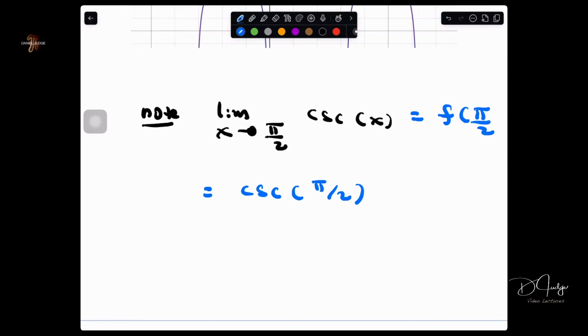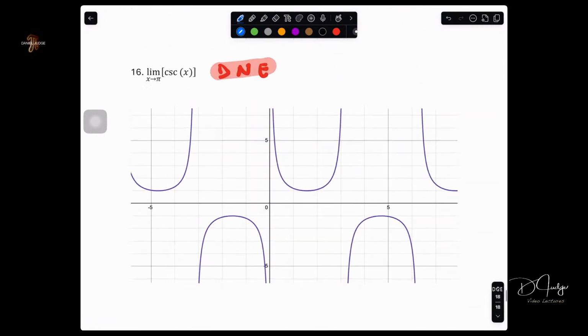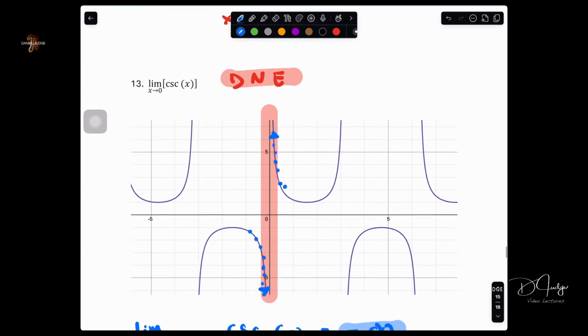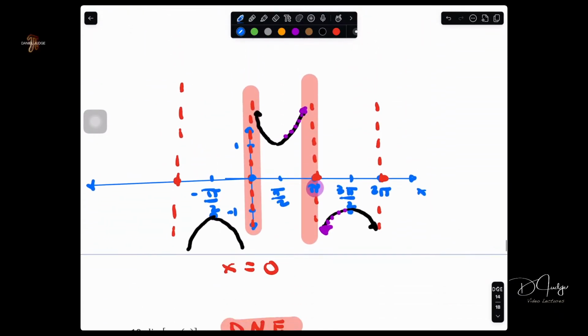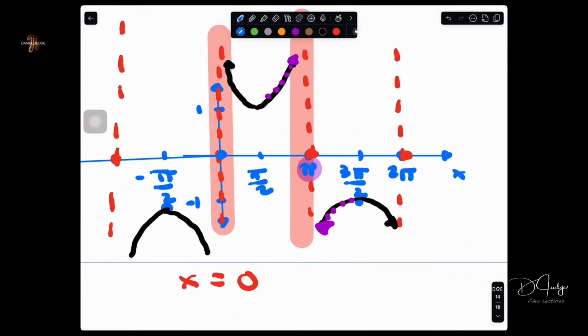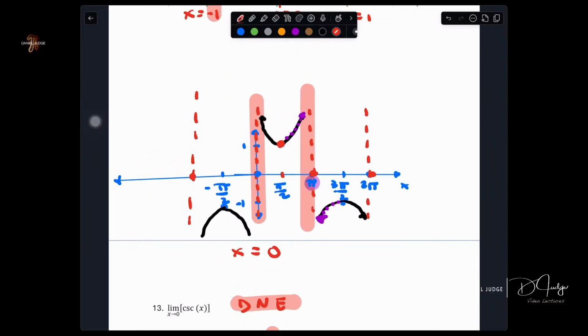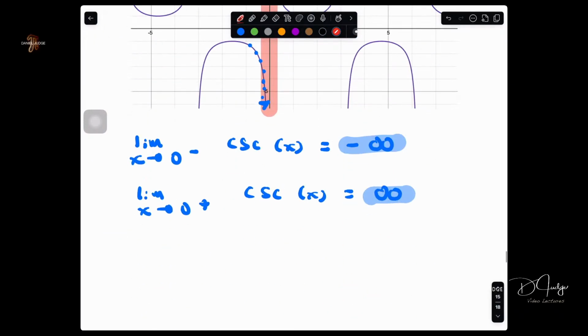Now you might say why? Because the domain of cosecant is all real numbers except at the vertical asymptotes. So at pi over 2, your cosecant curve is nice and continuous. You just have to know what's the value of cosecant at pi over 2.